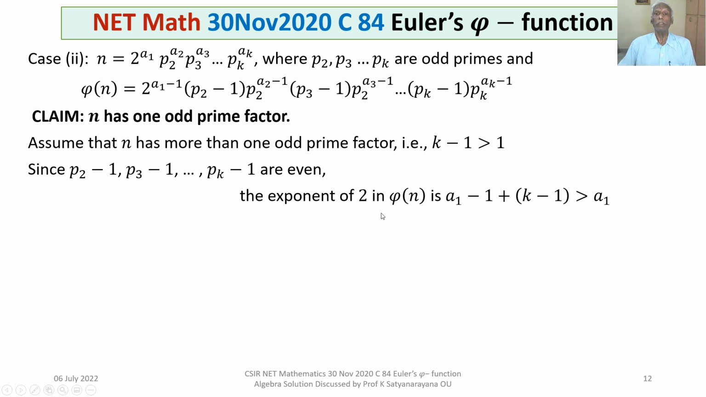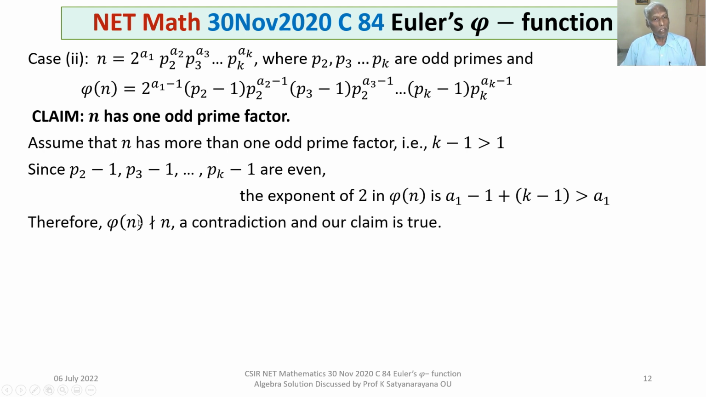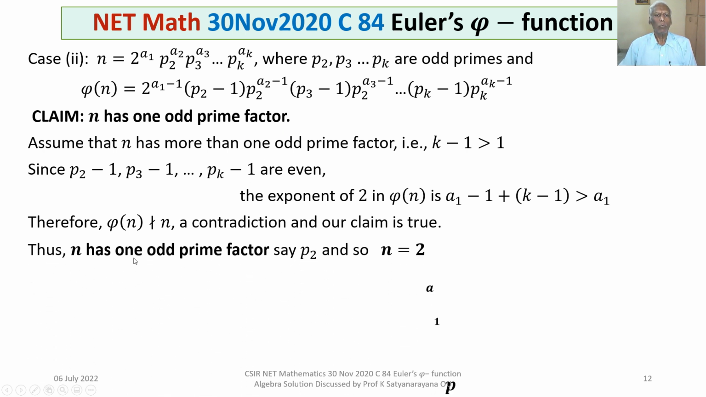Then how can phi of n divide n? Therefore, phi of n does not divide n. A contradiction. And our claim is true. What is our claim? N has only one odd prime factor. Thus, n has only one odd prime factor, say P2.